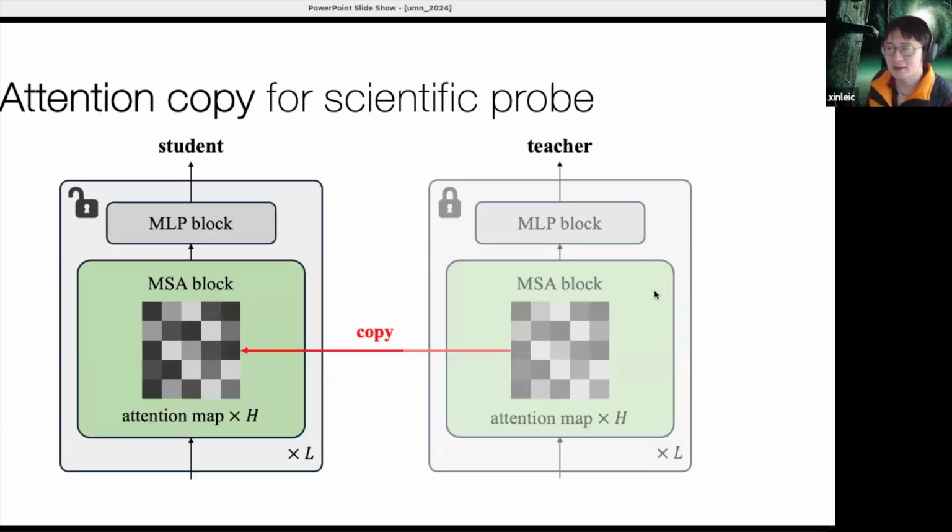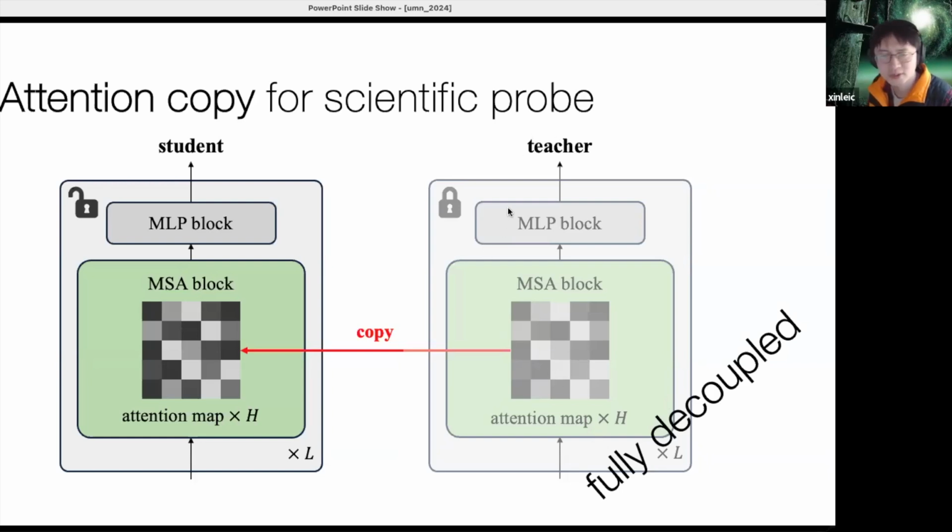And for attention copy, it's very simple. So the teacher will provide this attention map to the student. The student directly copies the map and uses it for all the inter-token operations. For the rest of the weights, the MLP weights, part of the MSA weights, they will be trained from scratch. In this way, the operations are fully decoupled because the inter-token operation is exclusively from the teacher, but the student is learning all the intra-token operations.